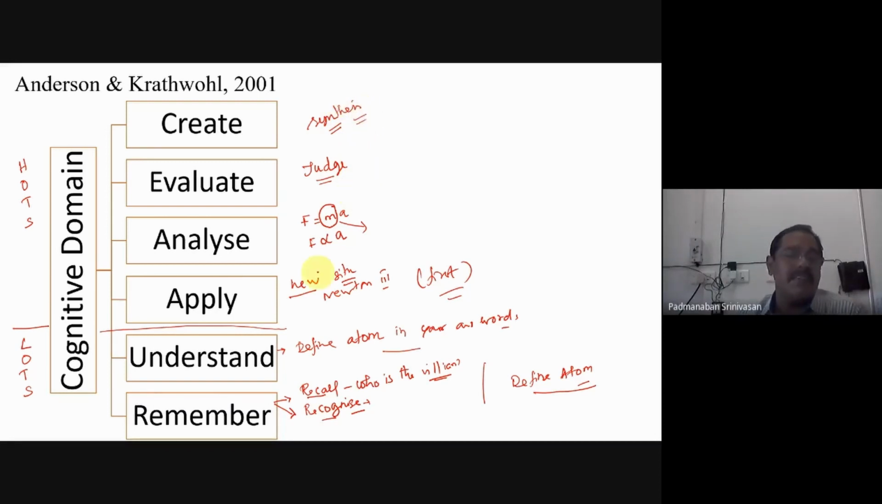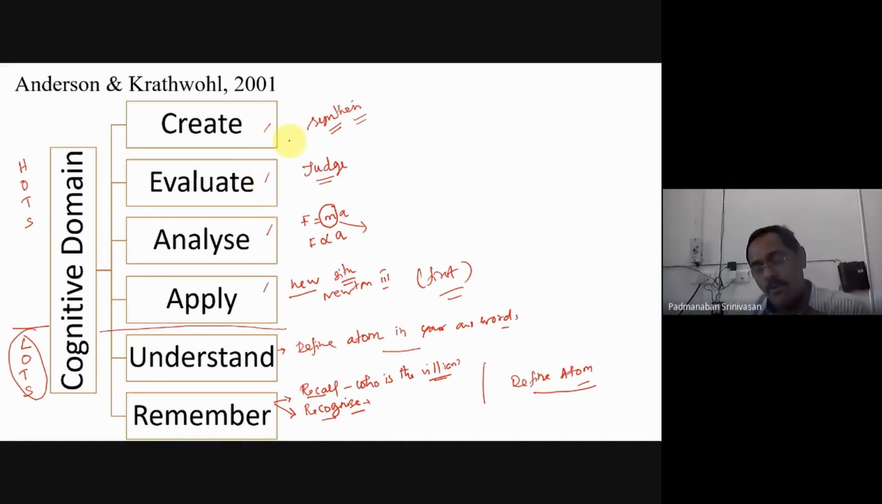All may not go up to this level. At least it is said that our education system is mostly going in LOTS only, we are not even coming up to the apply level. Therefore, at least if you come up to apply or analyze a little bit more, then it will be fine. Normally, it revolves around only the remember and understand categories. They just read it, and whatever they have memorized, they write in the examination. That's a drawback in our curriculum. So beyond that, we have to move.